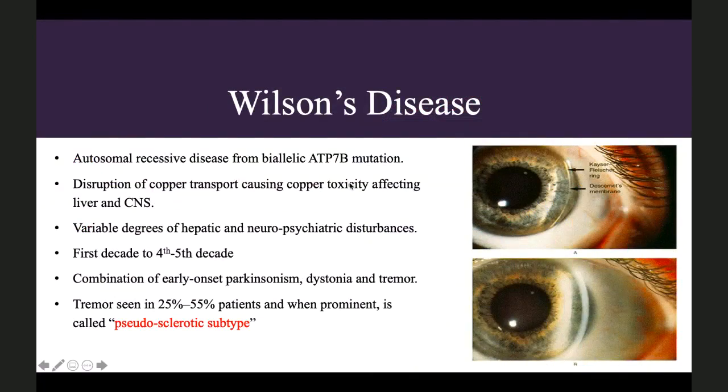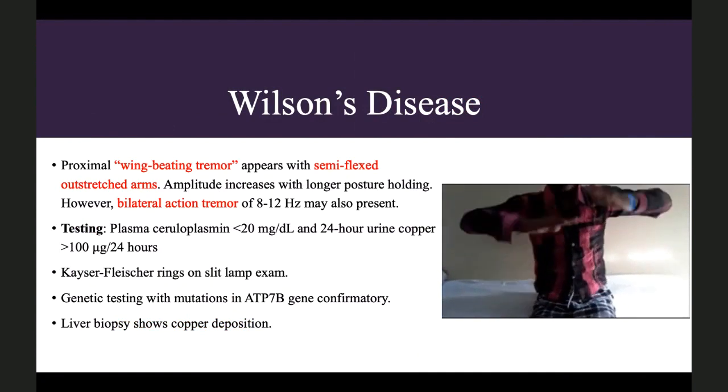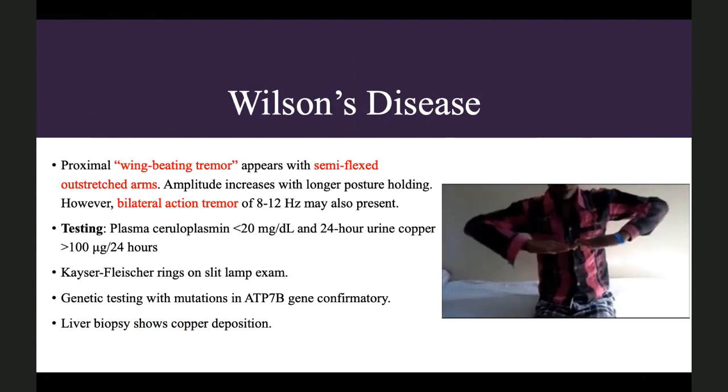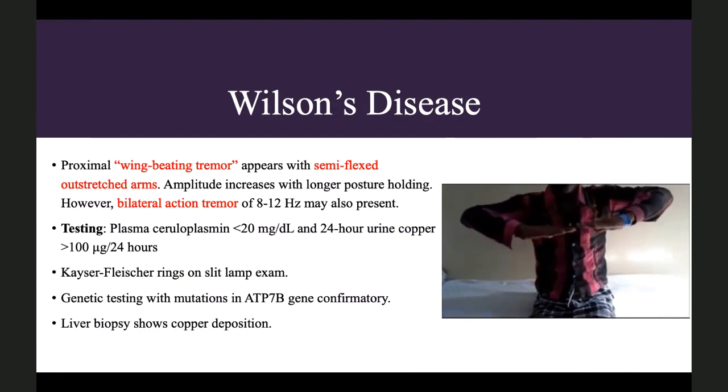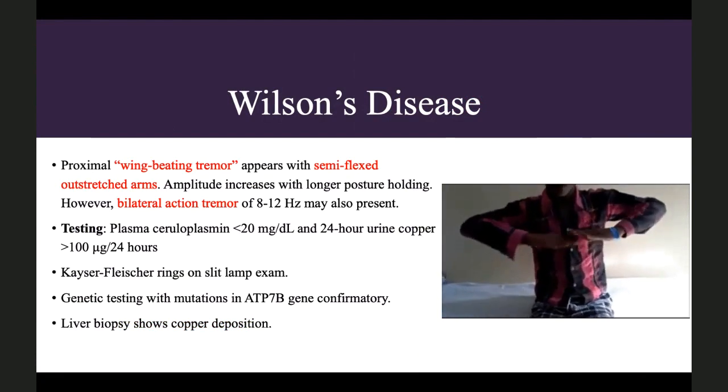Then we move on to Wilson's disease, which occurs from an autosomal recessive mutation in ATP7B. It's a disruption of copper transport, which results in copper toxicity in the liver and CNS. It occurs mostly in the first to fifth decade, and there's a combination of early onset Parkinsonism, dystonia, and tremor. There's a very classic wing beating tremor, which is proximal, appears with semiflexed outstretched arms, and the amplitude increases with longer posture holding. But besides this, a bilateral action tremor may also present.